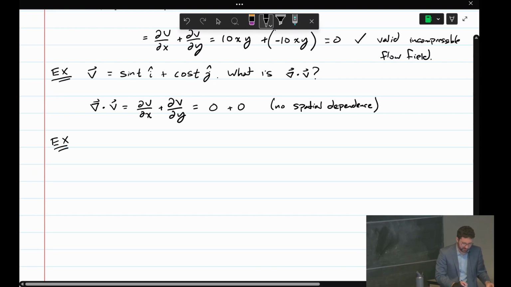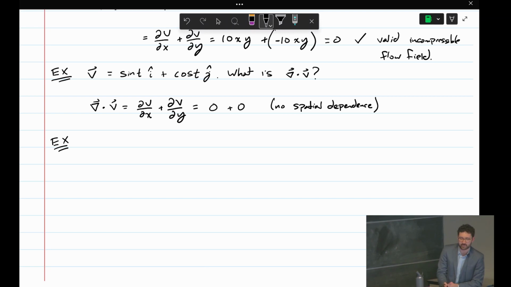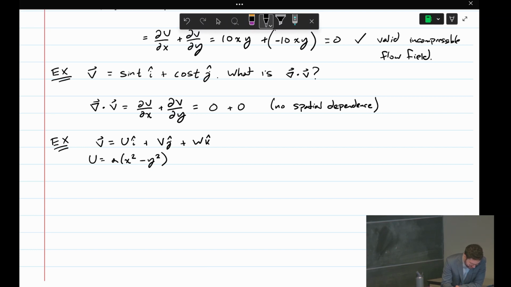Now, the more complicated versions of these questions usually involve, they give you one component of the velocity and you're asked to determine the other component. So we're going to try one of those now. So let's say we have some velocity field u i hat plus v j hat plus w k hat. And we're given u equals a(x squared minus y squared). We want to determine v, and we're given w is b. So a and b are constants. So we're given two of the components, and we want the third one now.